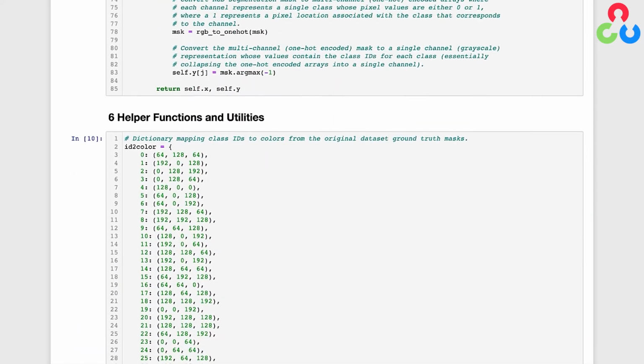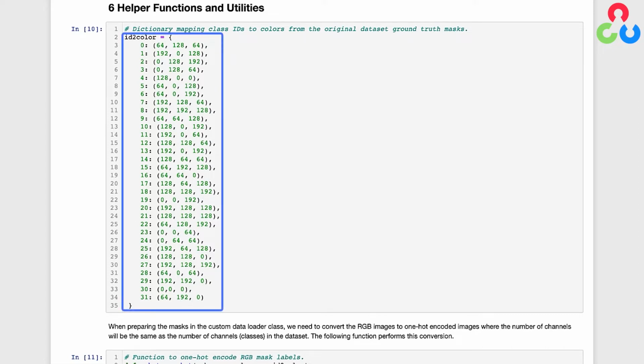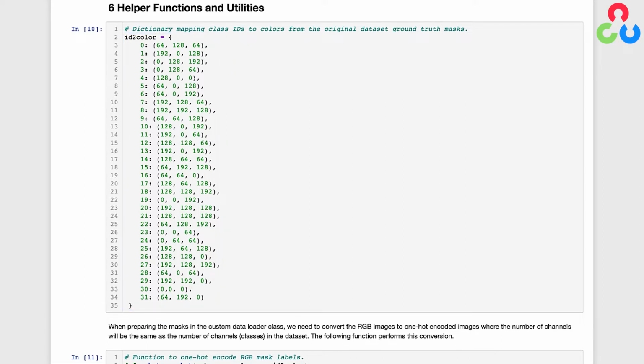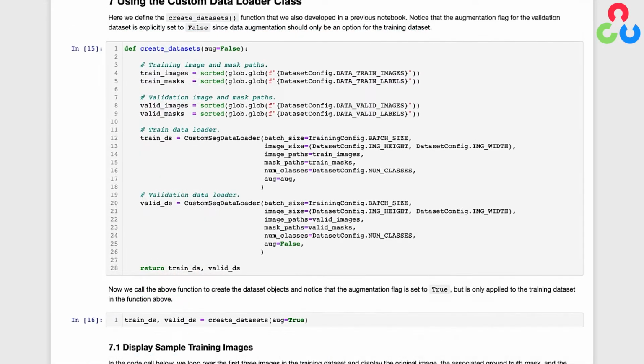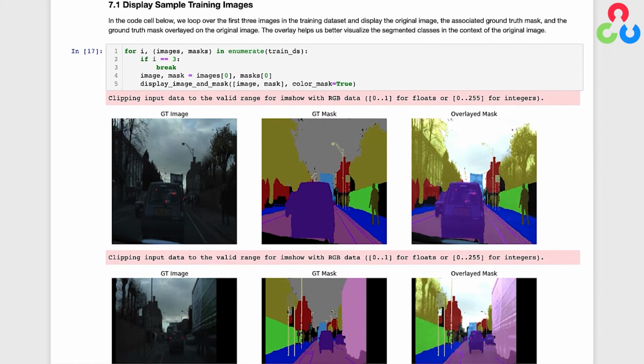And then continuing on to the helper functions and utilities, the only other section of code that's different from the other notebooks is, of course, the color mapping dictionary that maps class IDs to specific colors. So here you can see the specific dictionary that's defined for the data set, but other than that, the remainder of the code in this notebook is essentially the same as in the previous notebooks. So next, let's scroll down and take a look at a few of the training images just to get a little bit more familiar with the content.